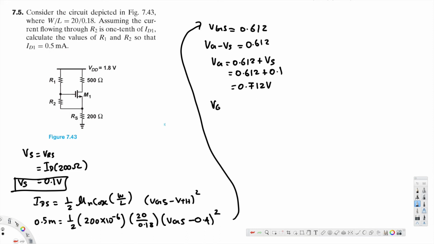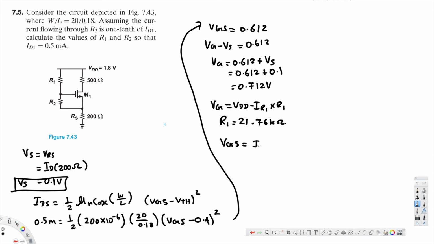Also, we can create an equation for VG. VG is equal to VDD minus IR1 times R1. And here if you solve for R1, you will end up with 21.76 kilo ohm.